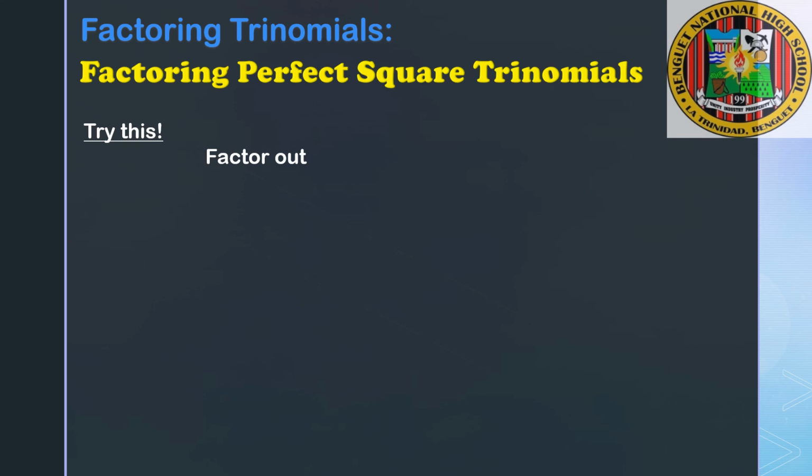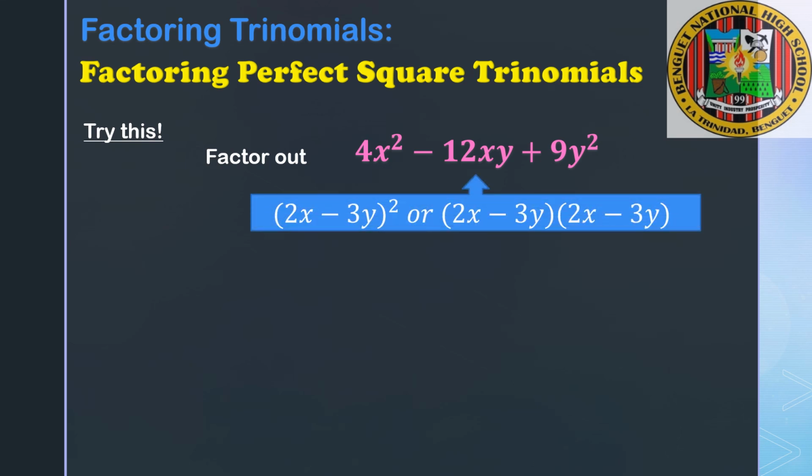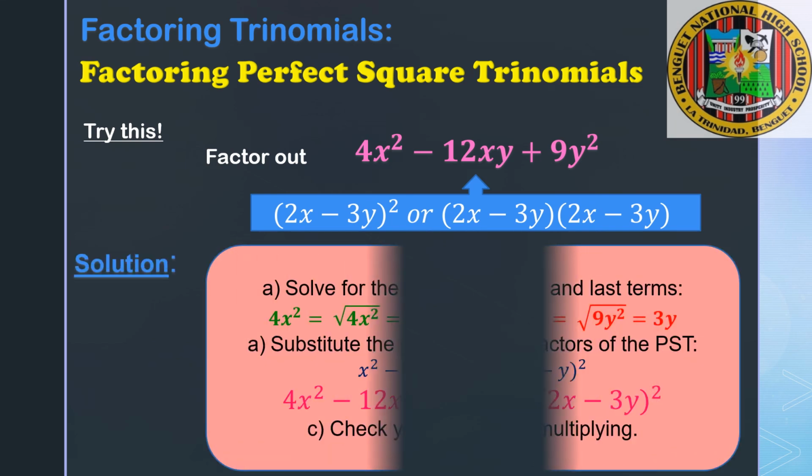Before we end this lesson then, practice what you have learned. Factor out the trinomial 4x squared minus 12xy plus 9y squared. Pause this video for a while and solve before proceeding to the answer. Done? If your answer is the quantity 2x minus 3y squared, your answer is correct. Take a look at the solution to confirm your answer.